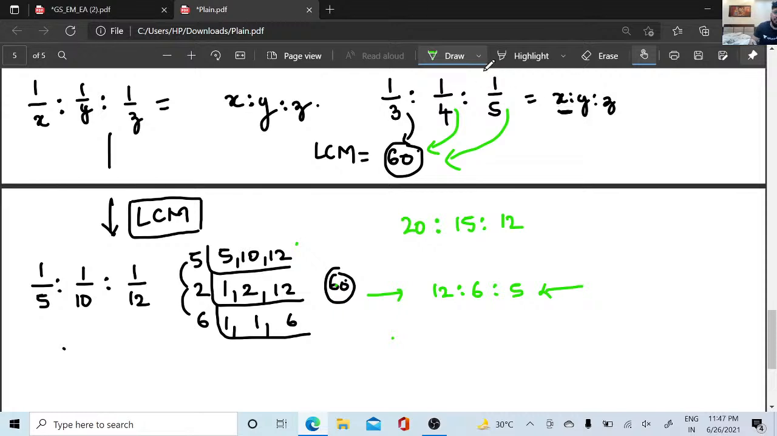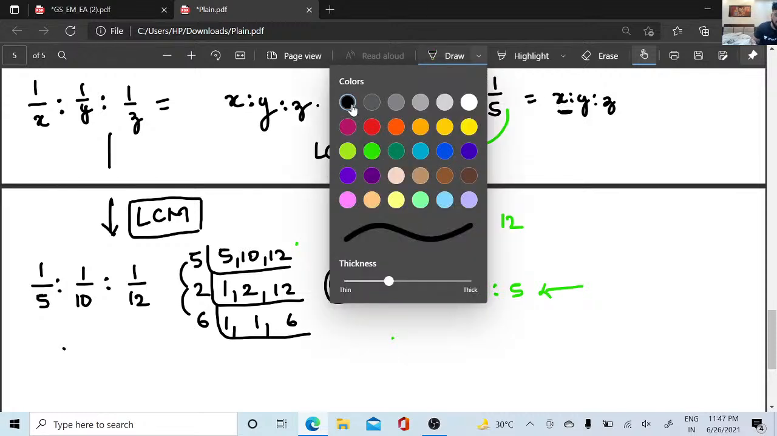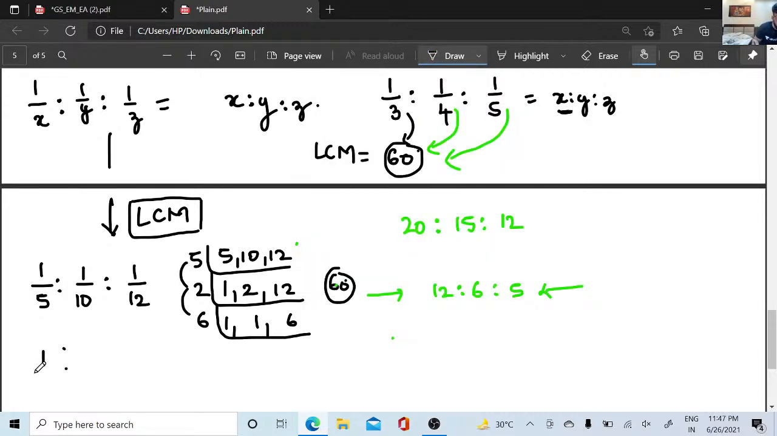12 is to 6 is to 5 will be the answer we will be getting. So one more example for you people. Find out 1 by 7 is to 1 by 5 is to 1 by 9. So tell me what will be the value of x is to y is to z.